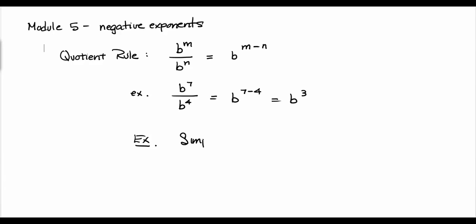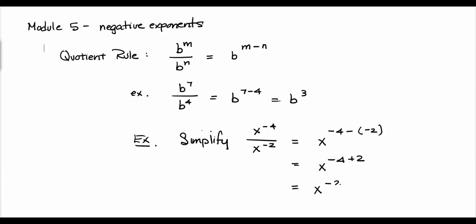So if I said simplify x to the negative 4th divided by x to the negative 2, I can still use the quotient rule. I have x to the negative 4th minus negative 2, which is the same as x to the negative 4 plus 2, which is x to the negative 2. But again, because we can't leave our answers with negative exponents, I can bring that down to the denominator and make that exponent positive.